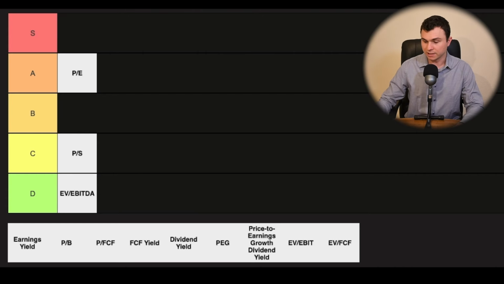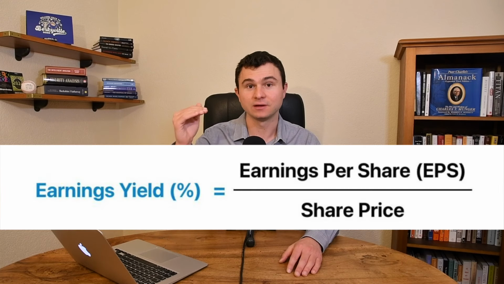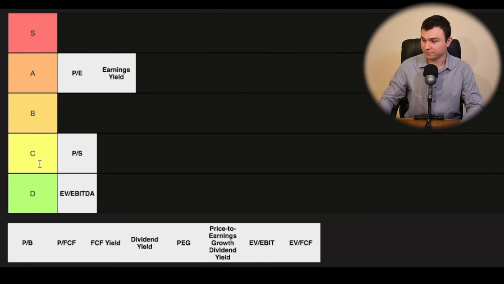Our next ratio is just the opposite of the PE ratio. It's called the earnings yield. Just before we saw the PE ratio, the formula is stock price divided by EPS, earnings per share. And for earnings yield, that's the opposite. That's earnings per share divided by stock price. So that's the same formula, just inverted. So I will put it in the A category as well.